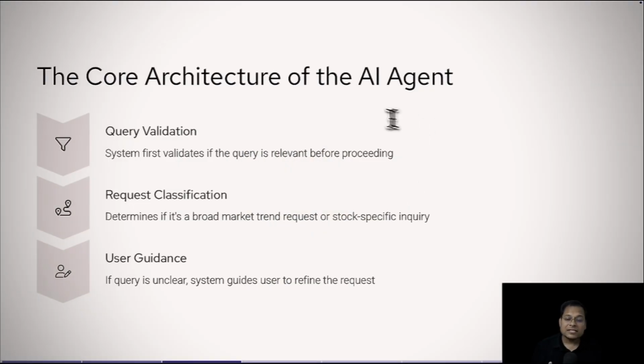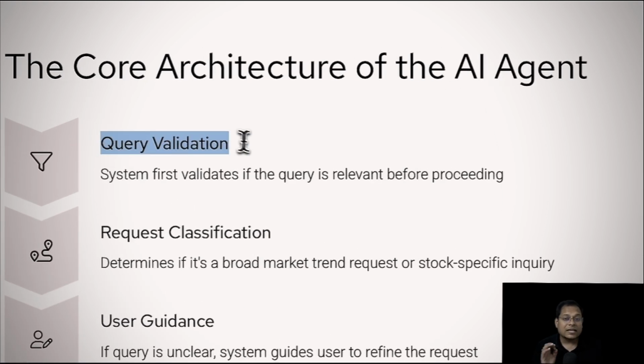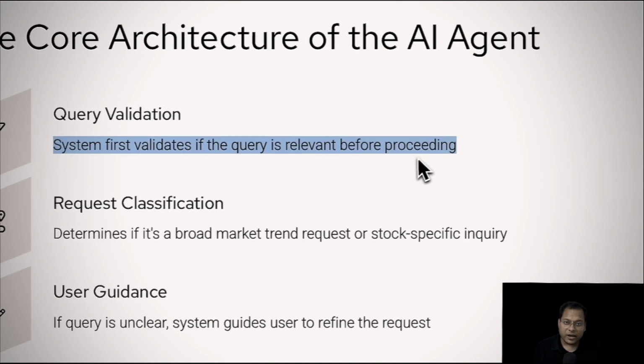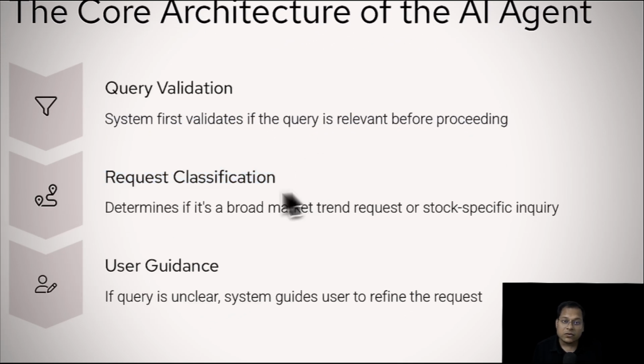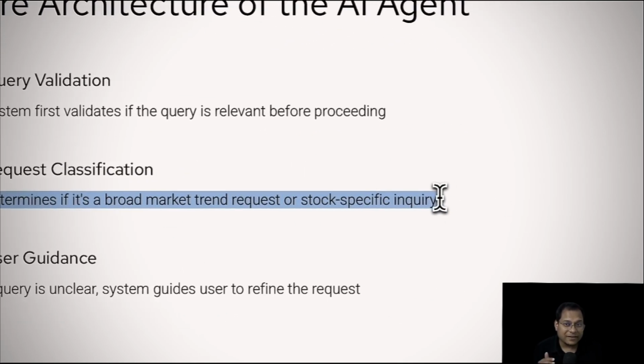Now let's get started. At the heart of this system is an agentic AI, an AI that doesn't just retrieve data, but intelligently selects the right tools, interprets the information, and delivers structured insights. But before processing any request, the system performs a critical step. And what exactly is it? It is query validation. If the query is relevant, the agent determines whether it's a broad market trend request or a stock specific inquiry.